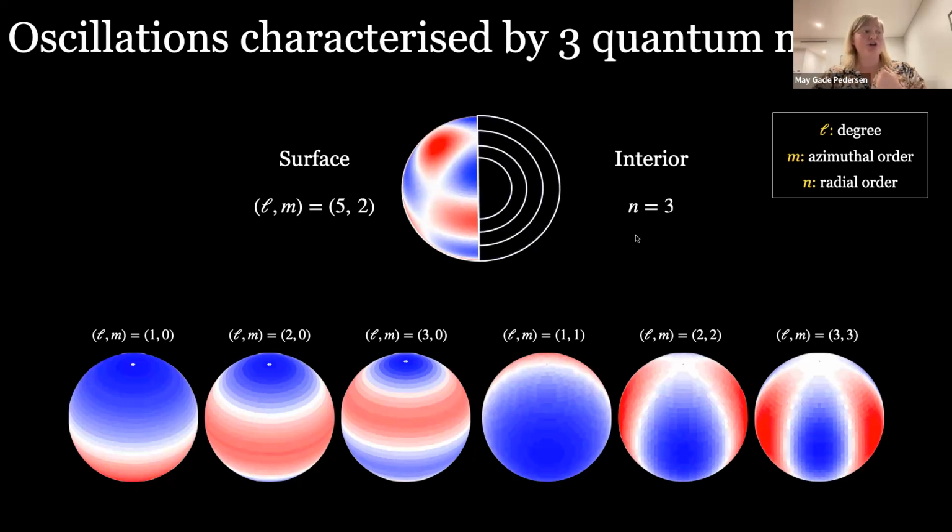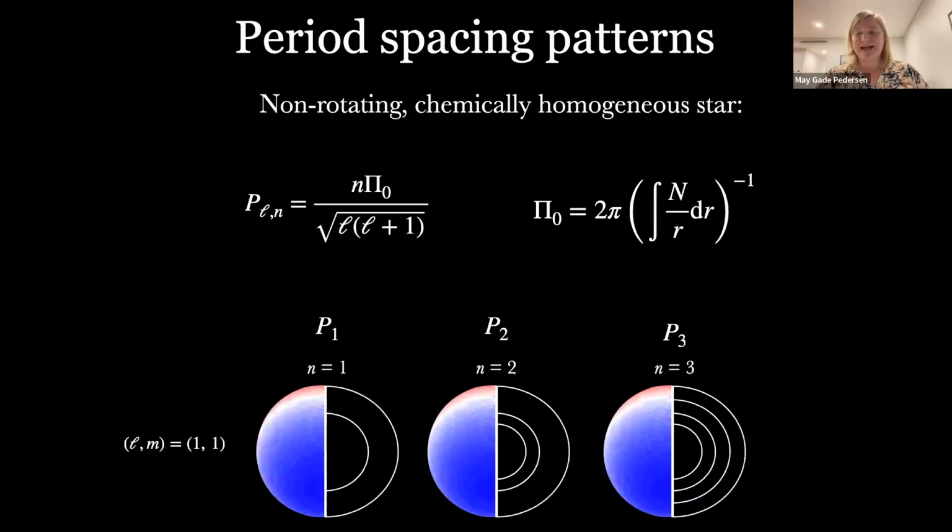And finally, the third type of nodes we have is the interior radial orders, the interior radial nodes, which are concentric nodal shells. And so here on the bottom, you see different configurations of what the pulsations look like, depending on the mode identification of the oscillations. Now, the reason why I wanted to introduce this is to help understand a bit how the period spacing patterns look and how they're constructed.